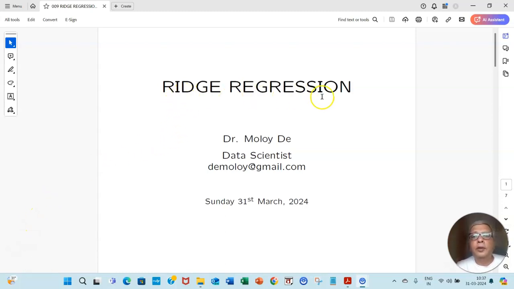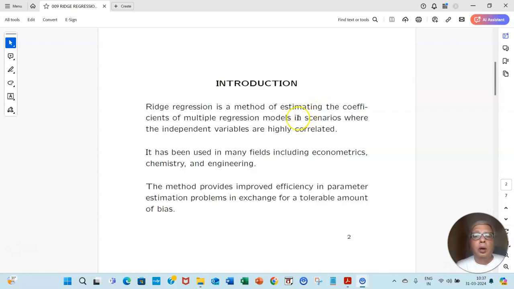So it's a method of regression that we use when the independent variables are highly correlated, when there is high collinearity among the independent variables. So it is used in econometrics, chemistry, engineering. So ridge regression allows improvement in efficiency at the cost of a tolerable amount of bias. Since we put some restriction on the parameter space, it fails to be unbiased, but it has got sufficient improvement in efficiency in exchange.